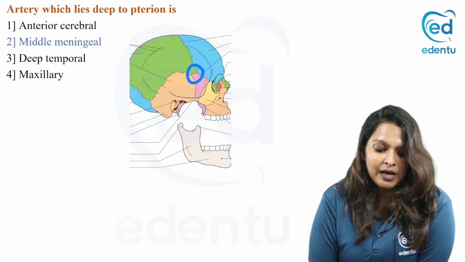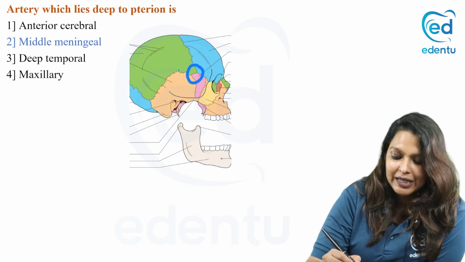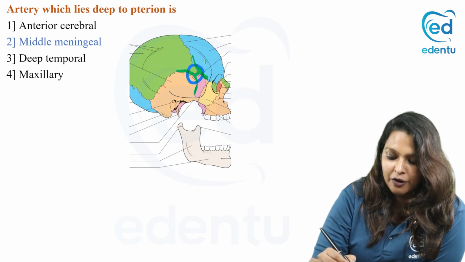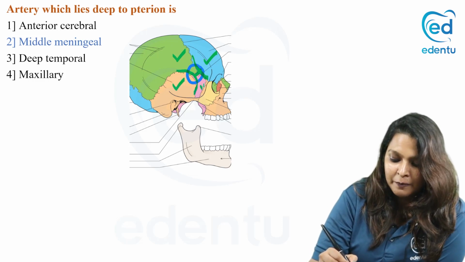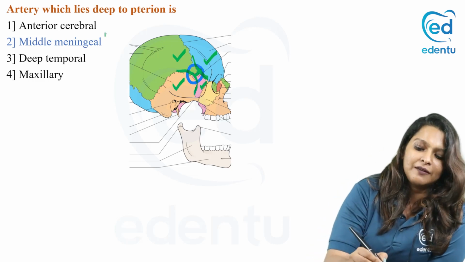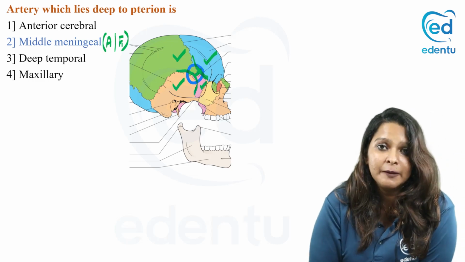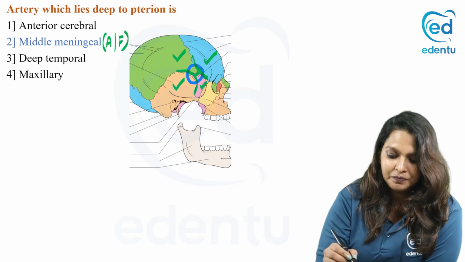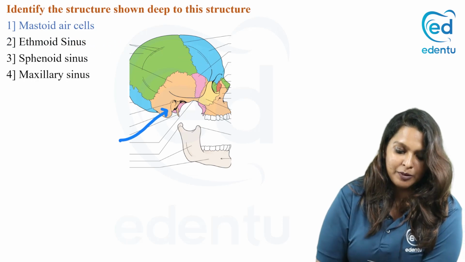The next question is: which artery lies deep to the pterion? For that you should know what the pterion is. It is an H-shaped structure that is formed by the joining of the frontal bone, parietal bone, squamous part of the temporal bone and the greater wing of the sphenoid. It is this junction. Deep to that we have the anterior or the frontal branch of the middle meningeal artery. This will be injured and it causes epidural hematoma. In case of a blunt force trauma to the pterion, it causes hematoma.